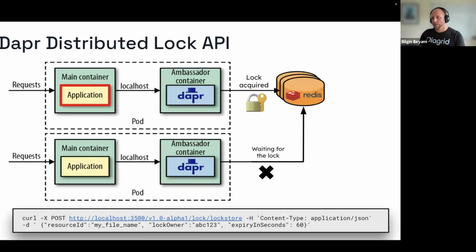And Dapr simplifies that, right? There is the Dapr distributed lock API, which is a simple way for your application to create a lock and acquire a lock. So in this case, I have two replicas of the application. You can see there's the main container of the application with the Dapr sidecar. And the idea is that if those applications need to get a hold of a lock, the first one that acquires the lock using a simple HTTP call becomes, in this case, the leader, the singleton, and can perform the exclusive access and perform the task it's supposed to do.